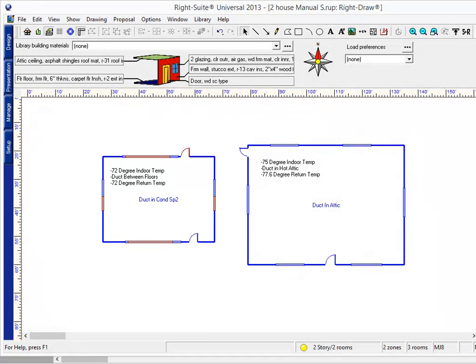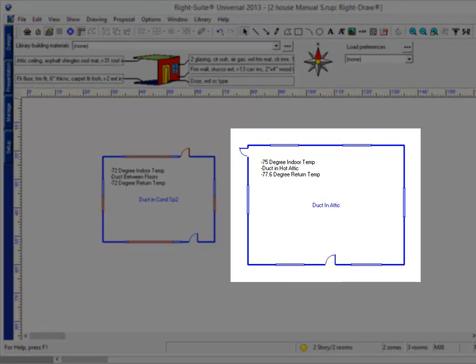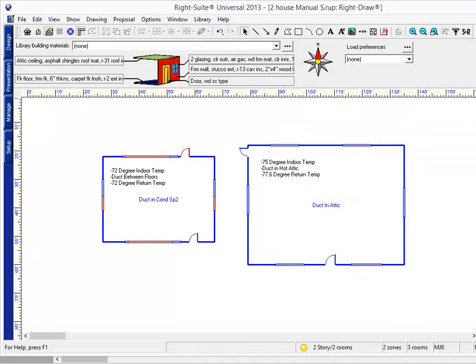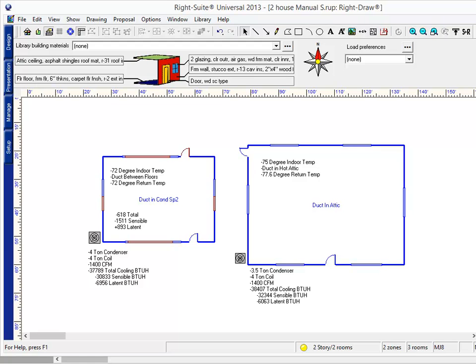Now, despite the identical load, these houses need two differently sized systems. Here's the question. Which of these houses needs the larger system? The one with the ductwork in the attic, or the one with the ductwork in the conditioned space? Go ahead and think of the answer. Got it? It's the one with the ductwork in conditioned space.